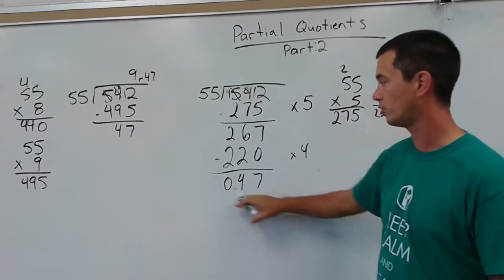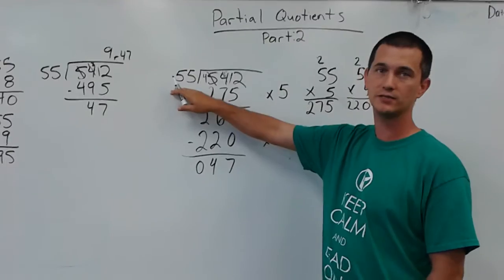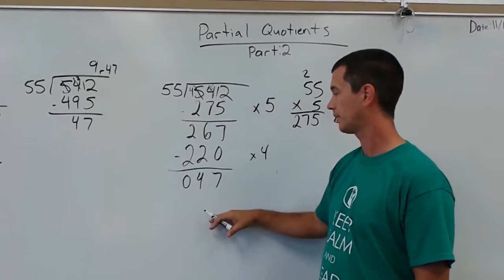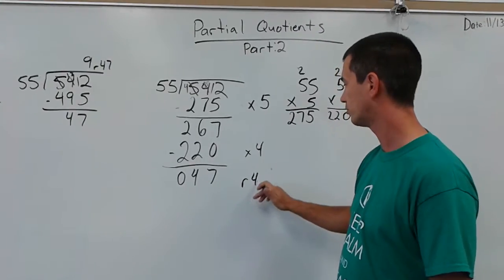So now we've hit the same point again where they're going to look at the divisor and the number, and they're like, I can't do anything to 55 to take it away from 47. So at this point, they know that this is going to become the remainder. So it's going to be 47.